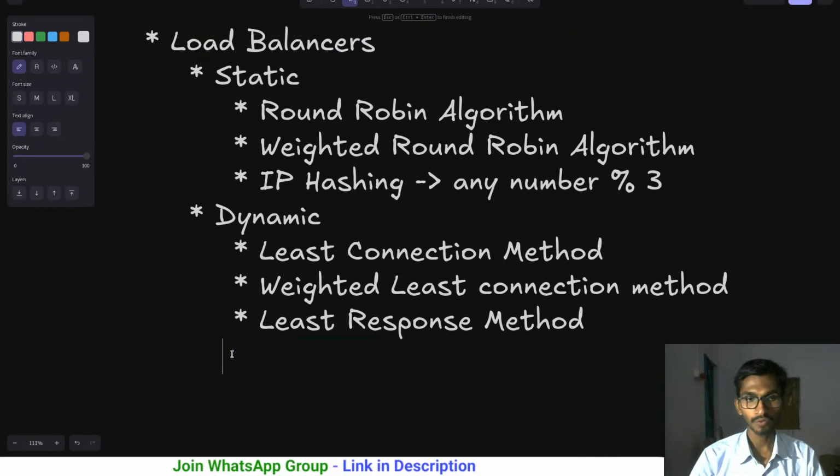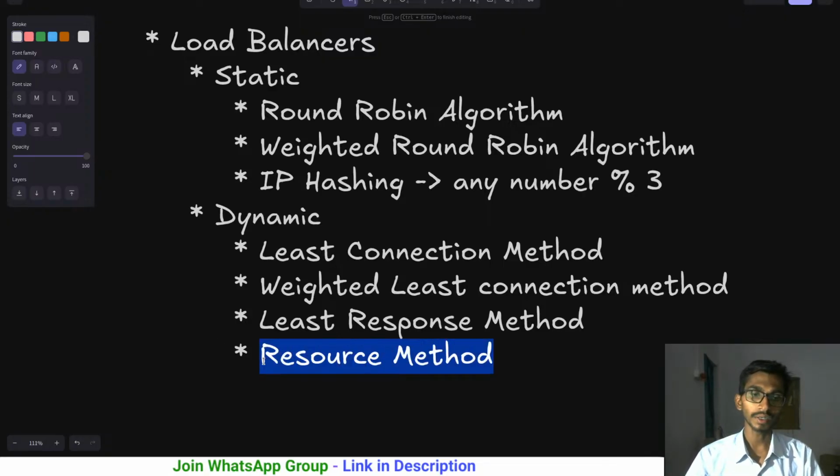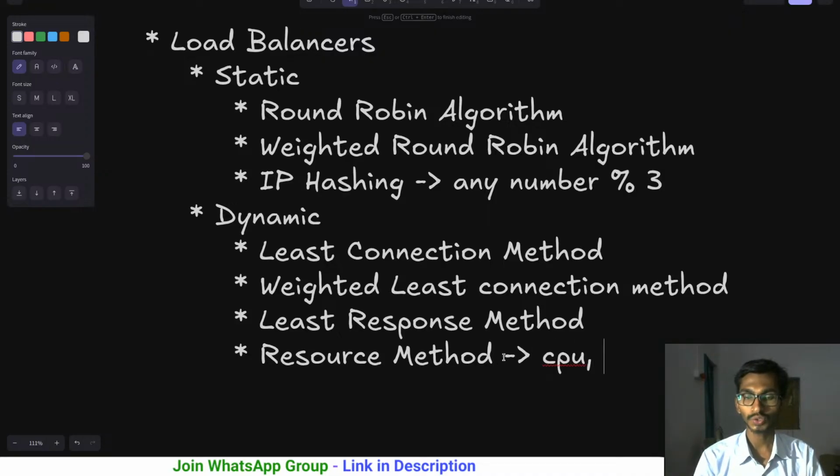And lastly we have one more, and that is called resource method. This resource method, or algorithm, simply uses the resources, in the sense it uses the CPU, the current usage, and the number of requests. So ultimately it just gets the data about your server. On the basis of that, it decides whether to send the traffic there or not.